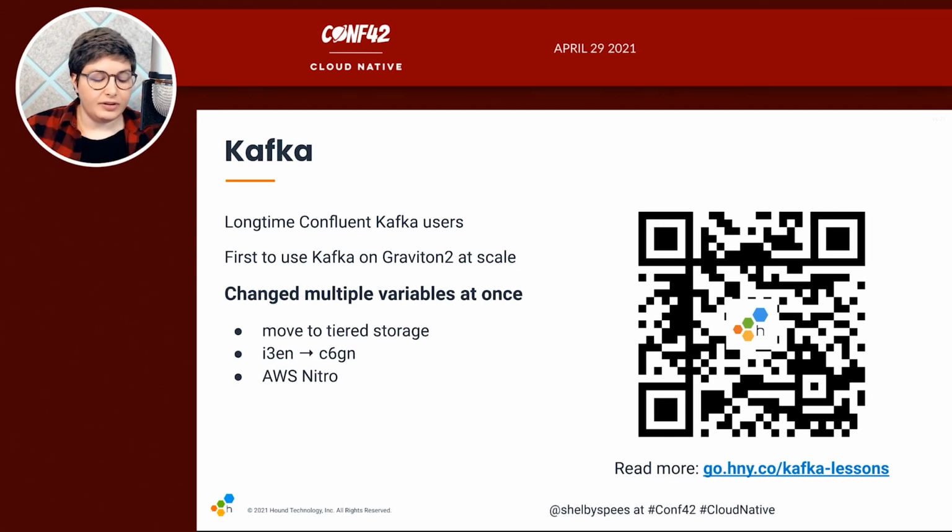We wanted to move to tiered storage on Confluent Kafka to reduce the number of instances we were running. And we also tried the architecture switch at the same time. Plus, we introduced AWS Nitro, and all of these variables at once, that was a mistake. So we've published a blog post on this experience, as well as a full incident report. I highly recommend that you go read it to better understand the decisions we made and what we learned.